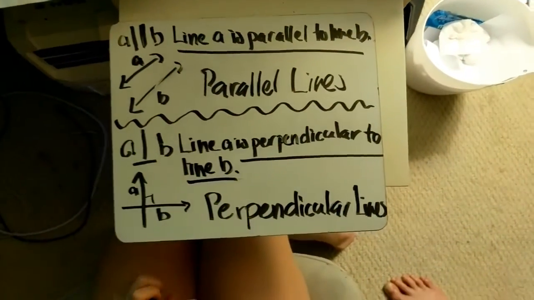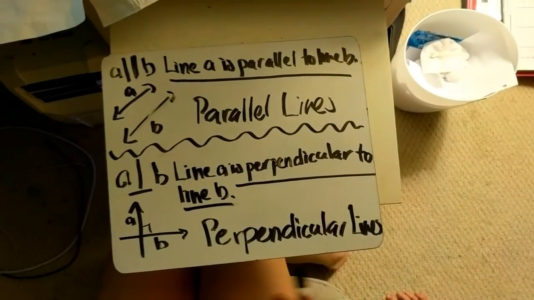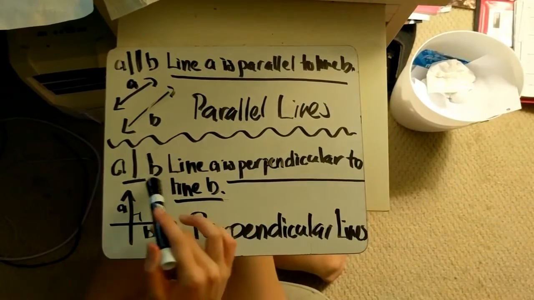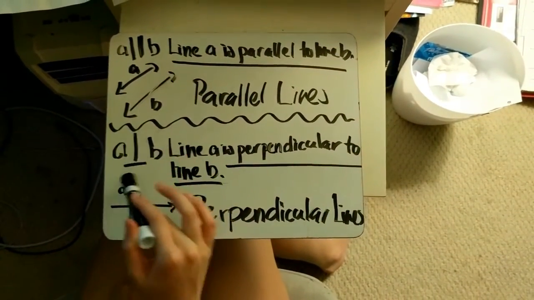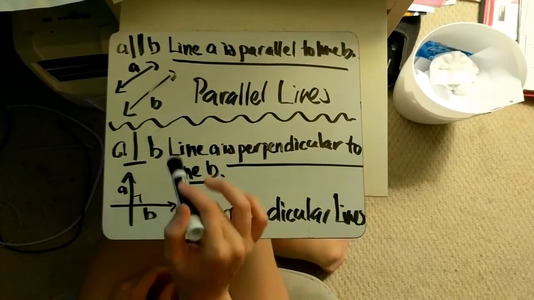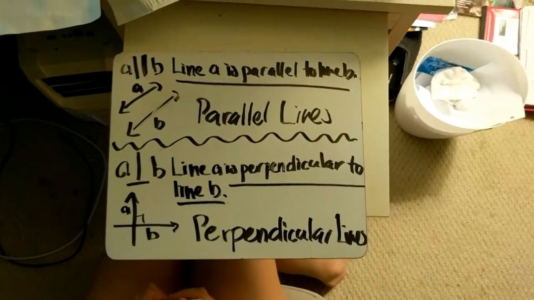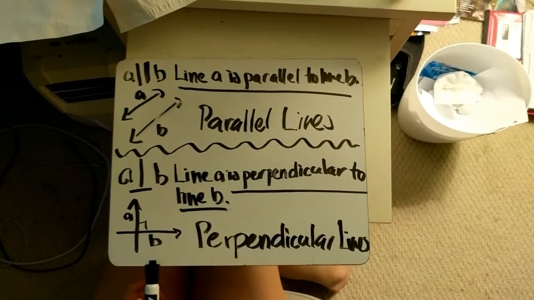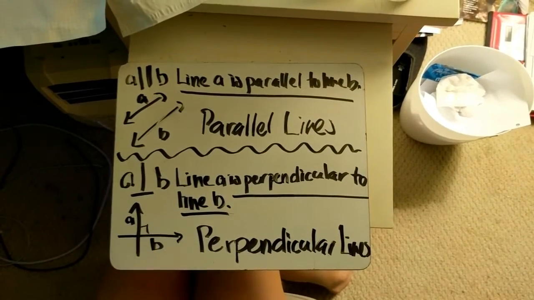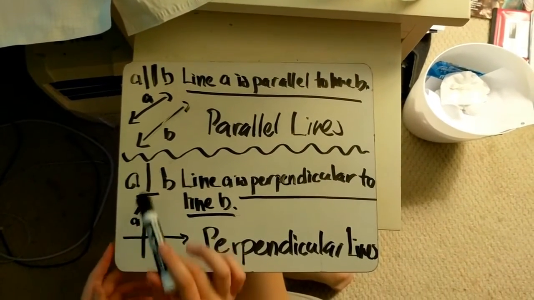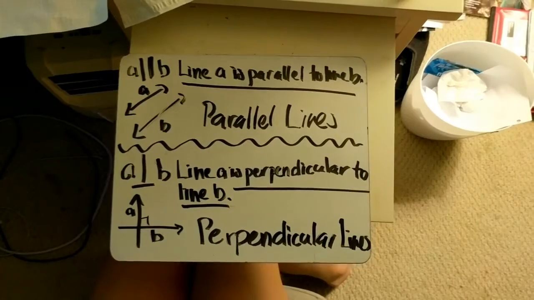which will be B. Now, perpendicular lines are the complete opposite of parallel lines. Their symbol is A, and then an upside down T in between, and B. So line A is perpendicular to line B. This will look like, in a figure, almost a cross. Line A will be crossing line B.